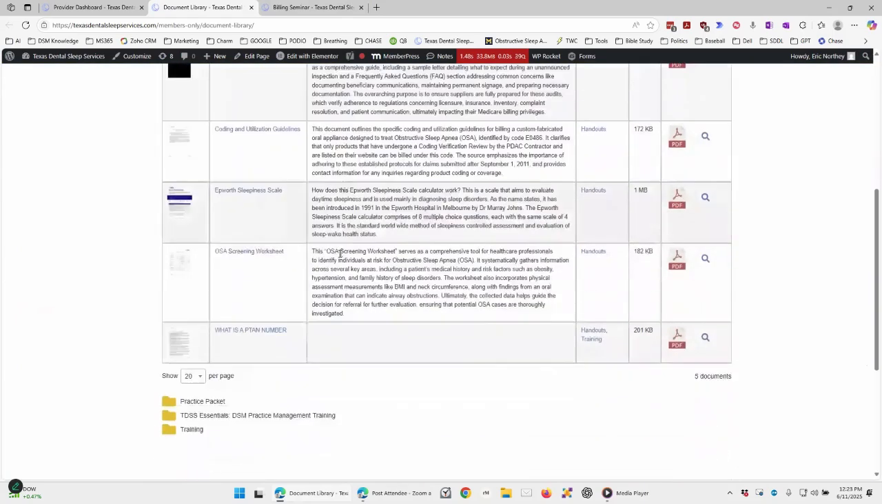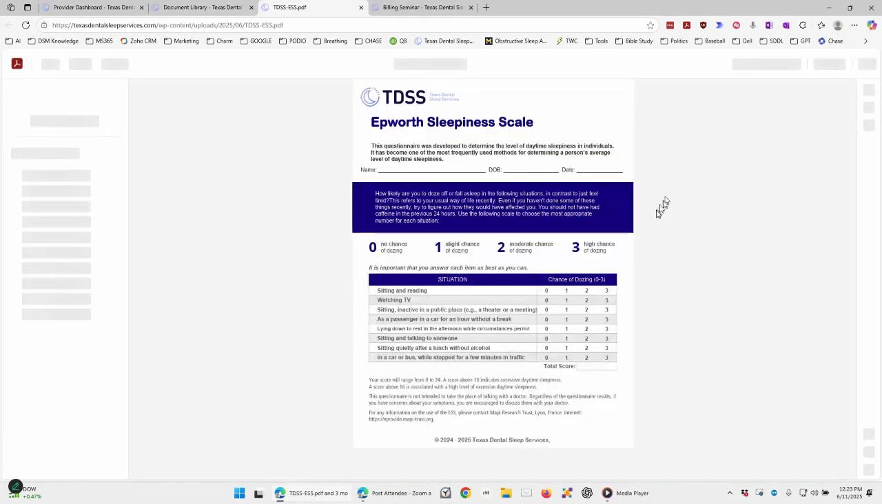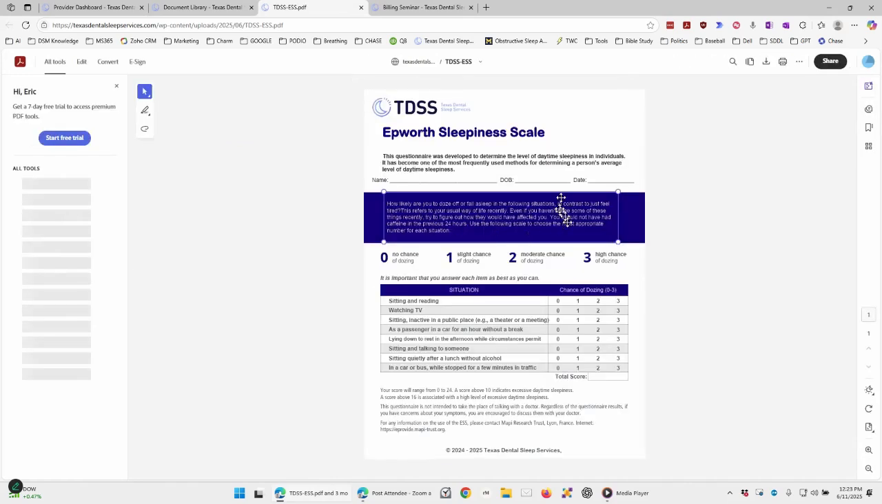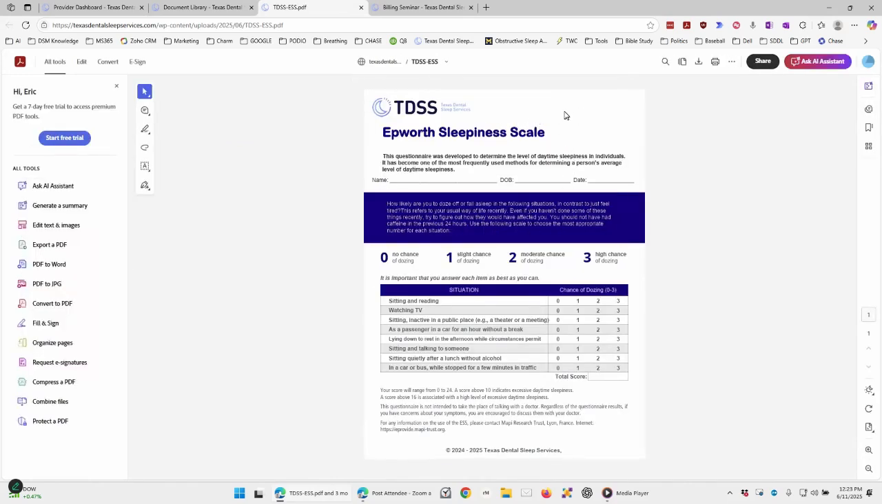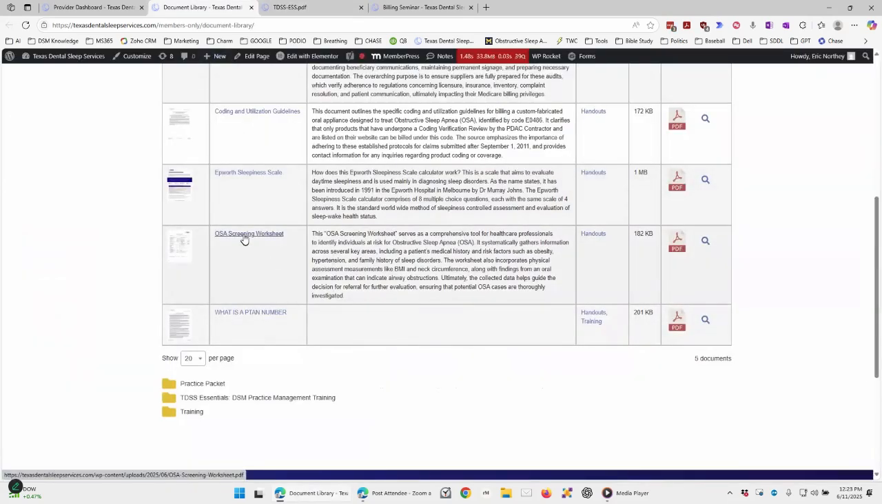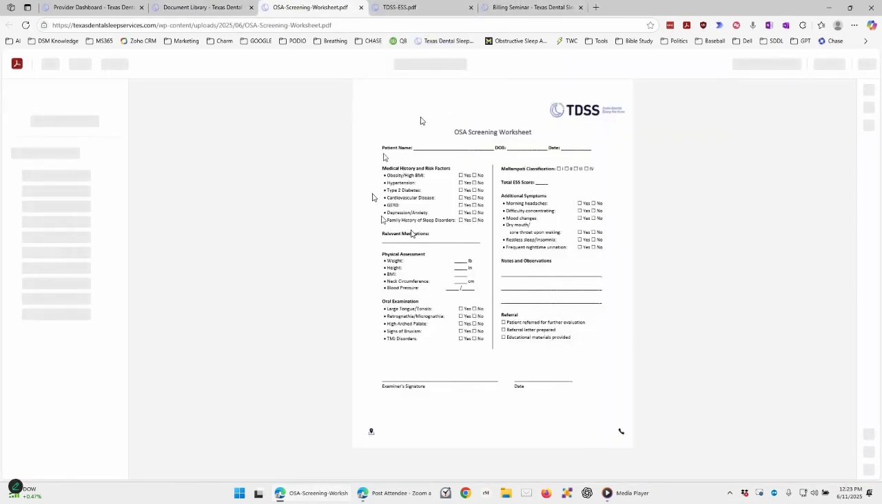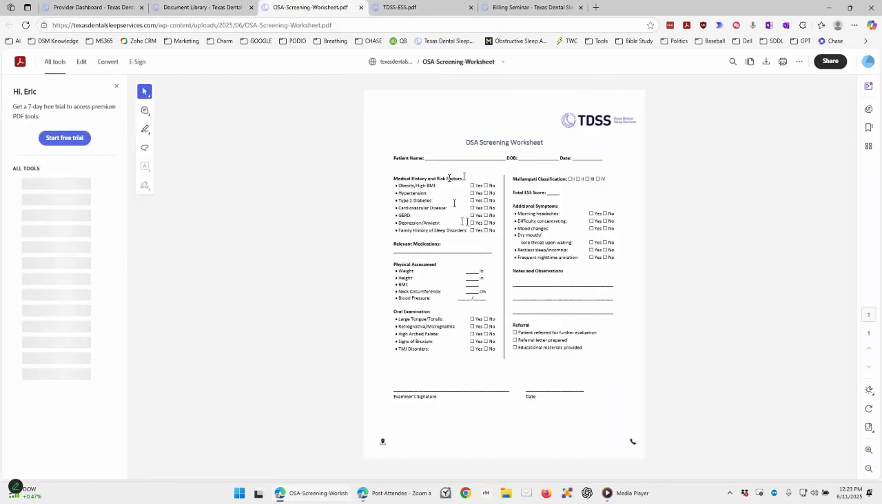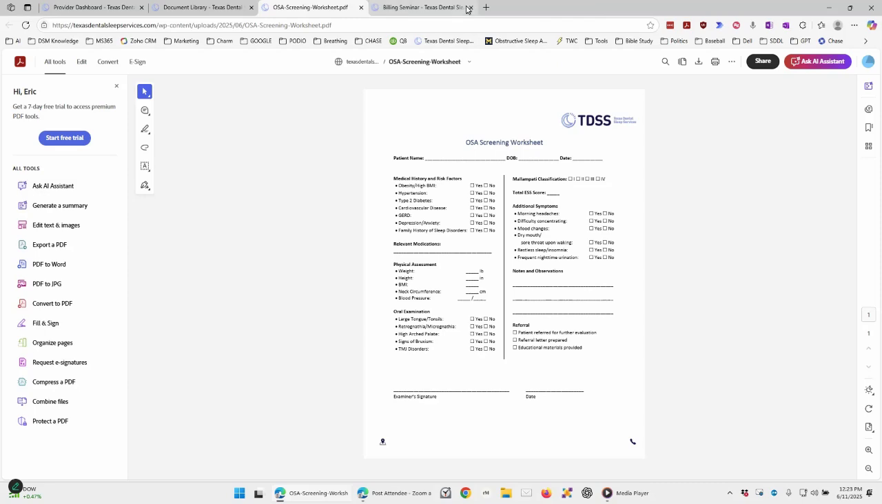And one was the Epworth Sleep Scale. So here's a copy of the Epworth Sleep Scale that we've got. And you can download it, use this, add your logo to it up here. However you want to use that. That's the one. The other one is the screening worksheet. So you can click on this and download this, add your logo up here. And so you've got those that you have access to.